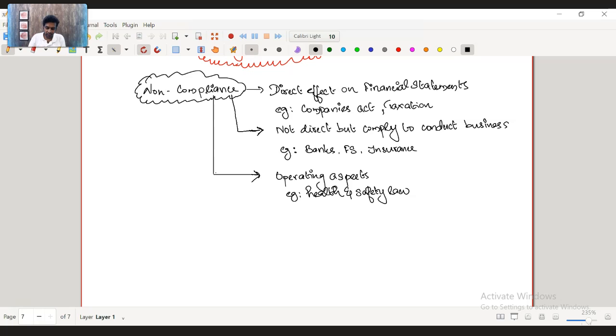So if you are not following that rule or regulation, then you will have a direct effect on the financial statement, because the financial statement will be misstated. As per the Companies Act, you are not supposed to do this, but you still did it.